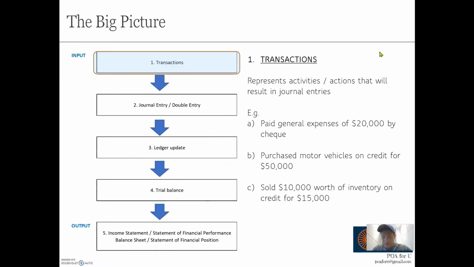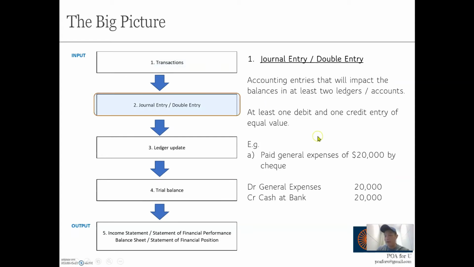So firstly, transactions. What are they? Transactions represent activities and actions. They could come out of a decision, or be something that the business did. I've listed down 3 examples. When you pay for general expenses, that's an action. When you buy motor vehicles, that's an action. When you sell things, that's an action or an activity for the business. Each of these will result in a journal entry. So let's take a look at what kind of journal entries I'd be talking about.